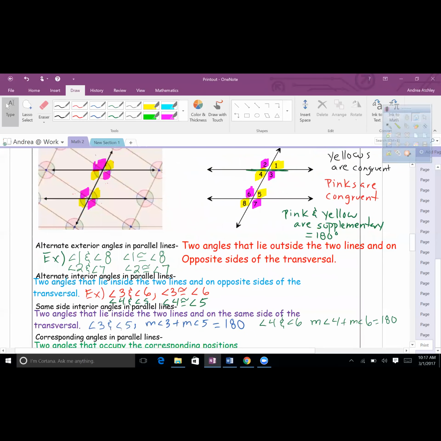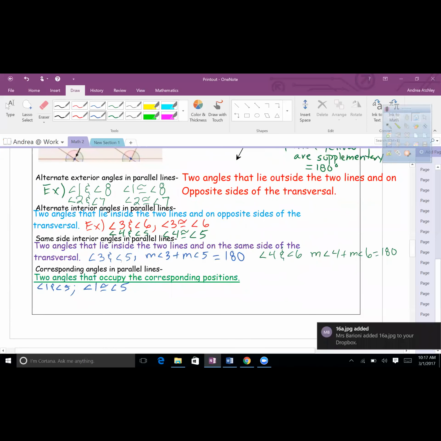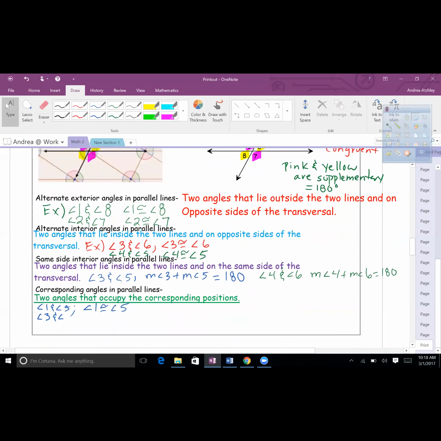Okay, then we have another set. Angle 3 is below that top line and on the right-hand side of your transversal. And angle 7 is below the bottom line and on the right-hand side of the transversal. So 3 and 7 are also corresponding angles. Was it 7? Yes. And they're both pink, so angle 3 is congruent to angle 7. Any questions over that?